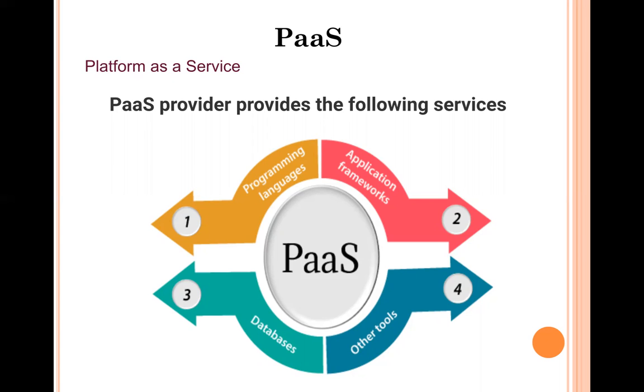So PaaS provider provides us the programming languages, application frameworks, databases, and other tools also. Now see, programming languages. It provides various programming languages for developers to develop the applications. So the different languages are Java, PHP, Ruby, Perl, and Go. These all languages are provided by the PaaS to develop applications.